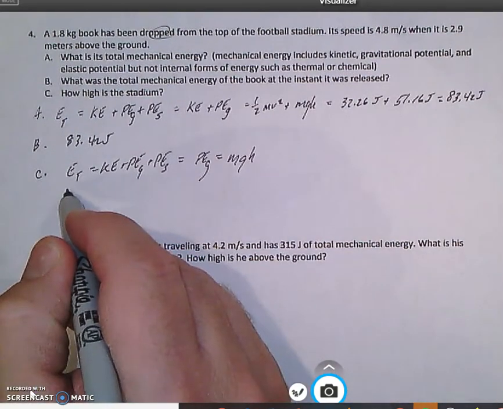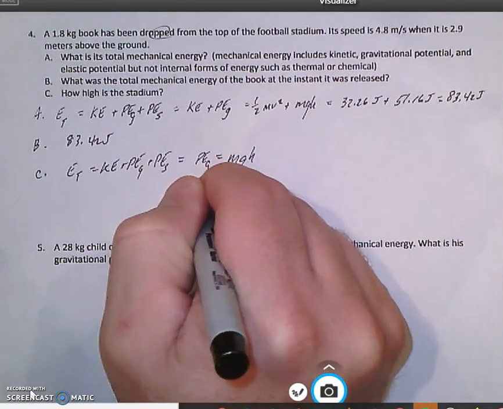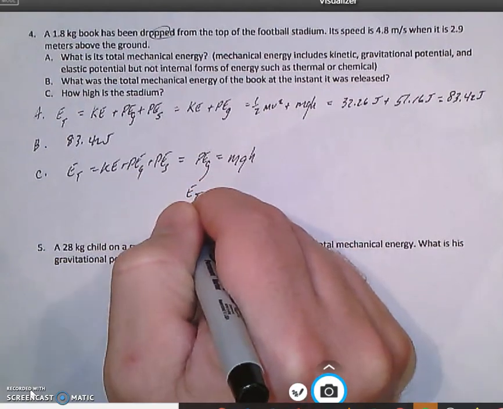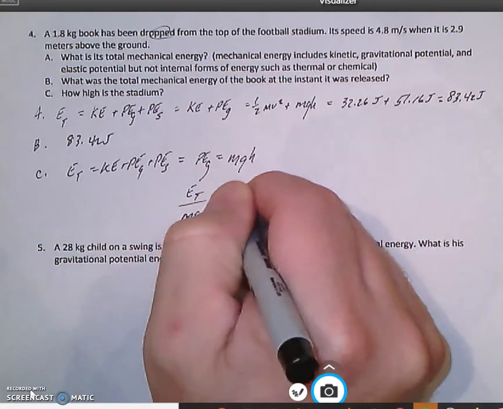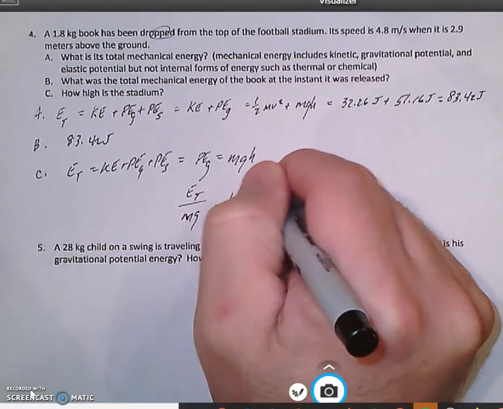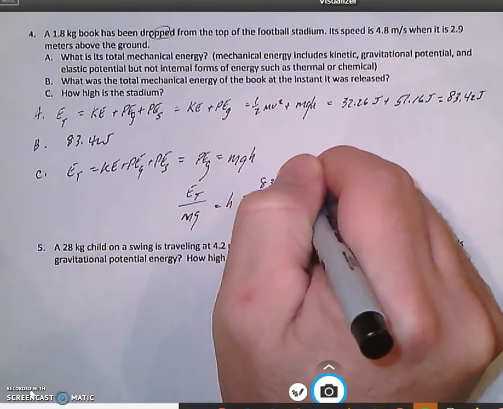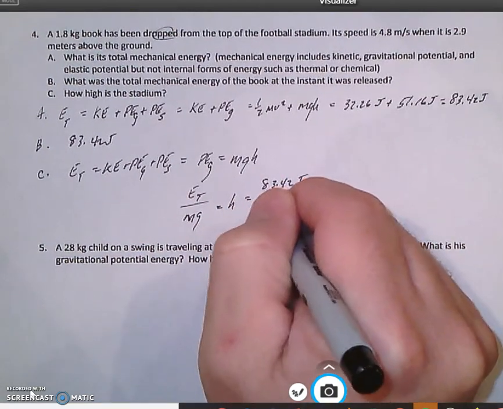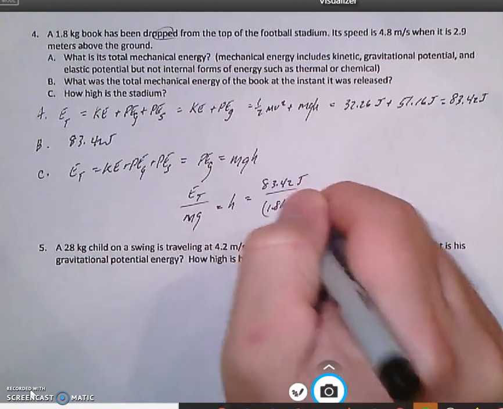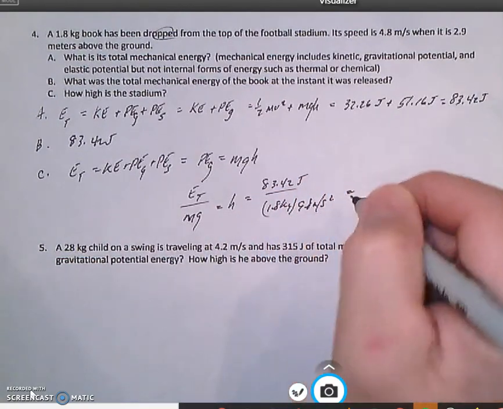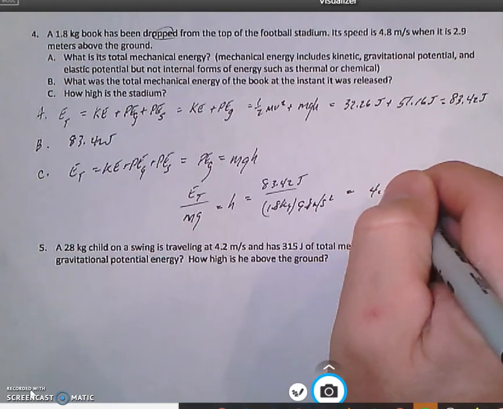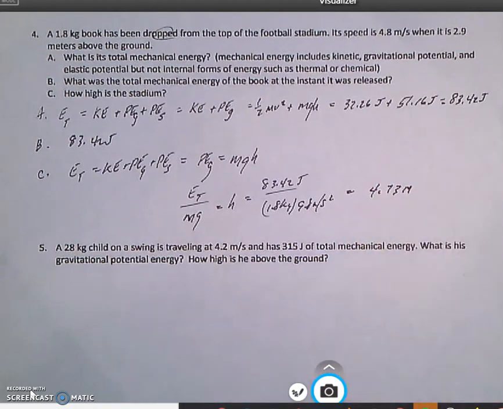So if I take this total energy and divide it by m times g, it equals h. So that's 83.42 joules divided by 1.8 kilograms times 9.8 meters per second squared, which gives me a height of approximately 4.73 meters. And that sounds realistic to me.